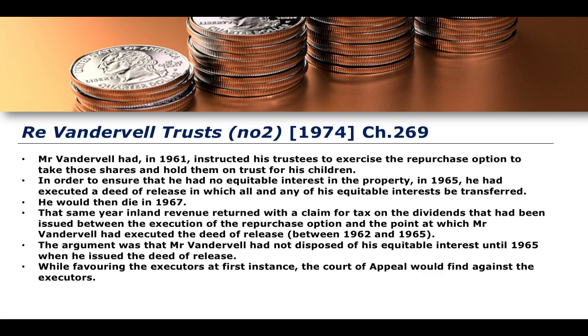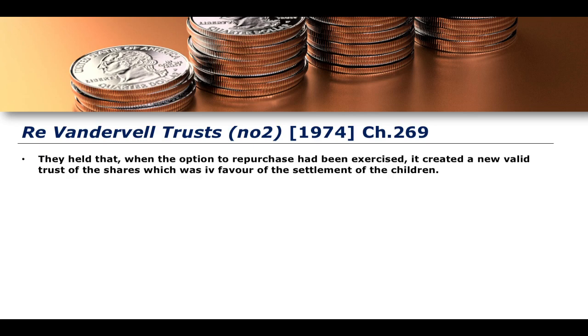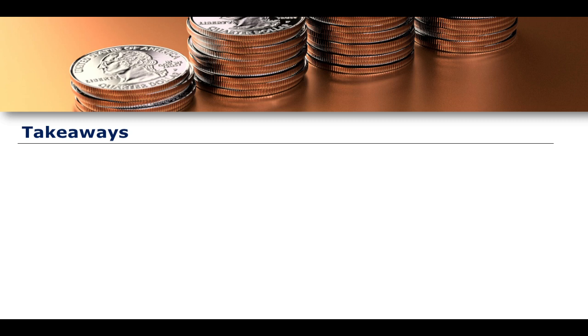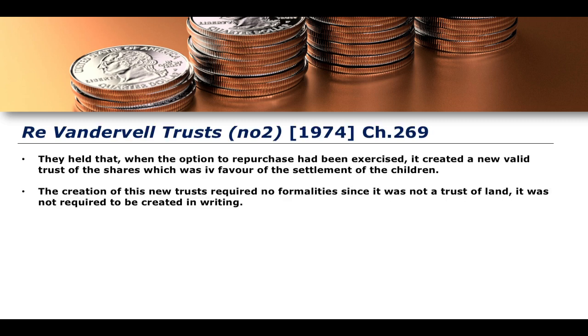While favouring the executors at first instance, in fact, the Court of Appeal would actually find against the executors of Mr. Vandervell's will. They held that when the option to repurchase has been exercised, it created a new valid trust of the shares, in favour of the settlement of his children, of the children of Mr. Vandervell. The creation of this new trust, therefore, required no formalities, since it was not the creation of a trust in land, and it was not required to be created in writing. So poor Mr. Vandervell actually failed in his second case as well.